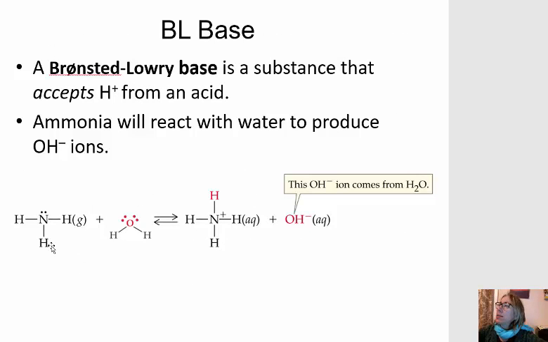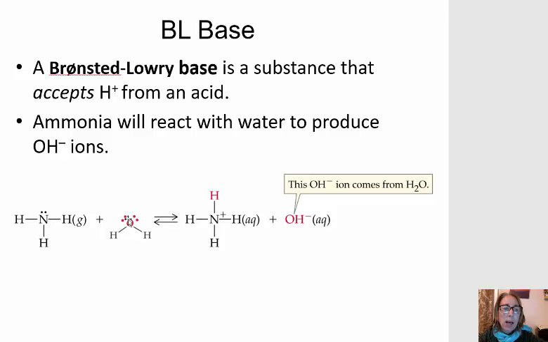So if we look at this example on the slide where we have our base, ammonia. We know it's our base because from left to right it accepts a proton. And here's water, which is an acid, which we know is acting as an acid because from left to right it donates a proton. So on the left-hand side of the arrow we have our base and we have our acid. And then on the right-hand side we have what happens after that proton transfer has occurred.